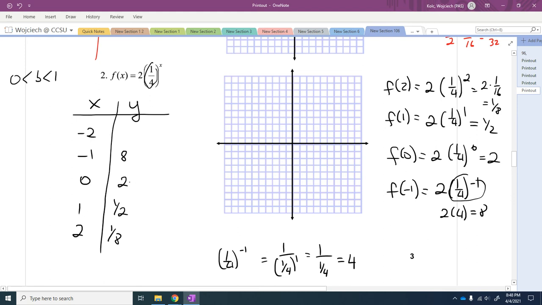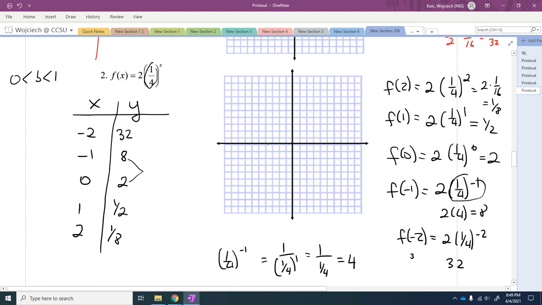And if you look at the pattern, you multiply by 4, so this will be 32. But again, let's check it. 1/4 to the -2 becomes 1 over 1/4 to the second, which becomes 1 over 1/16, which becomes 16, and 2 times 16 is equal to 32. Good exercise with fractions.